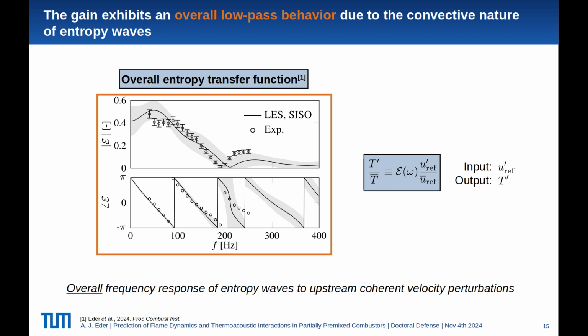That means pressure, velocity perturbations and temperature perturbations are out of phase, and the phase of the ETF should therefore go in the low frequency limit to pi or minus pi, which is consistent with numerical results. And if we would extrapolate the experiments, we would end up with a very similar result.